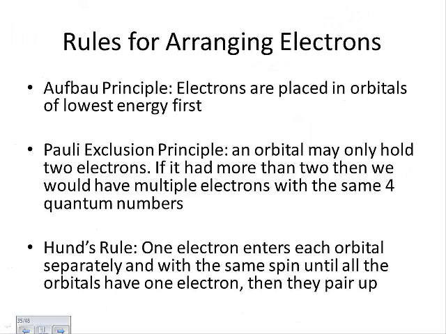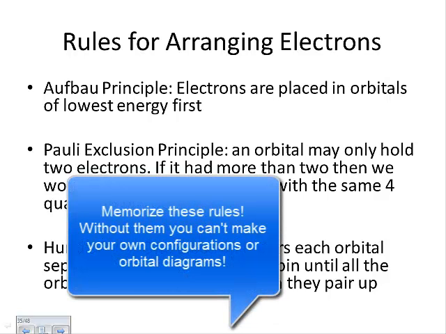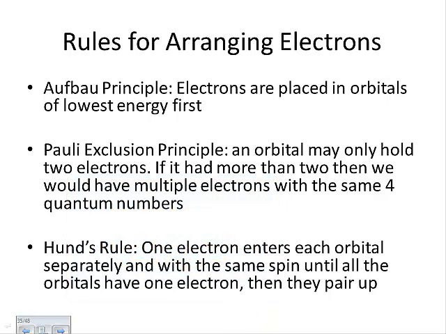So here are your rules for arranging electrons. There are 3 of them, and you're going to be expected to be able to cite them and write them down because they're necessary for doing these. First, the Aufbau principle states that electrons are placed in orbitals with the lowest energy first. So we always fill s, then p, then d, then f. That's the order you're going to go with, s, p, d, f, from lowest energy to highest.